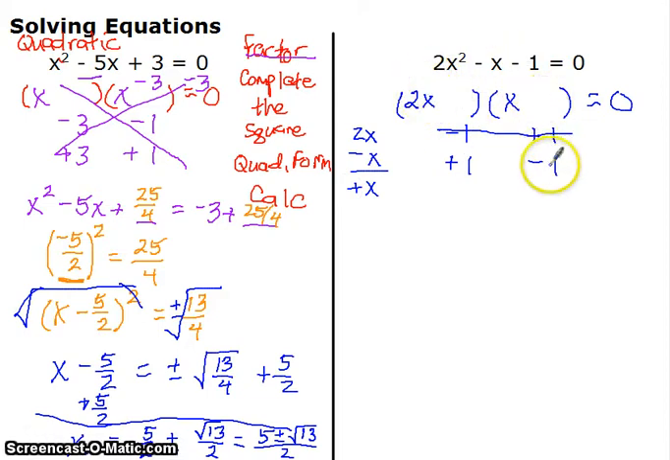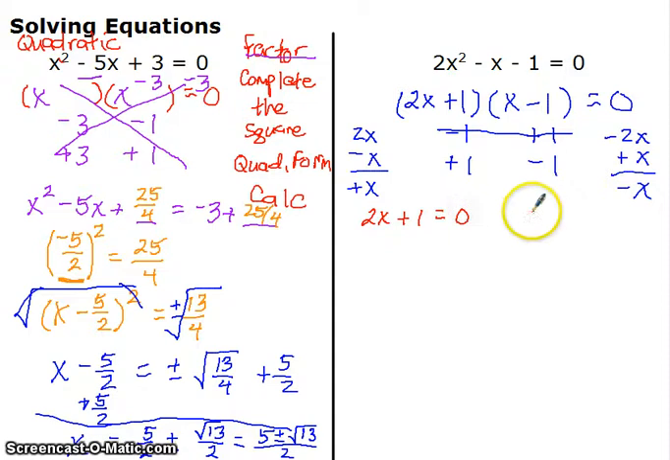Alright, what about this other one? 2x would multiply by negative 1, so that's negative 2x. And x would multiply by positive 1, so that's positive x. What do those add up to? Negative x. Is that what we wanted? Sure is. So this one does factor: 2x plus 1, x minus 1. Once you have the two factors, you're not quite done yet. You need to set those equal to 0 and solve for x.